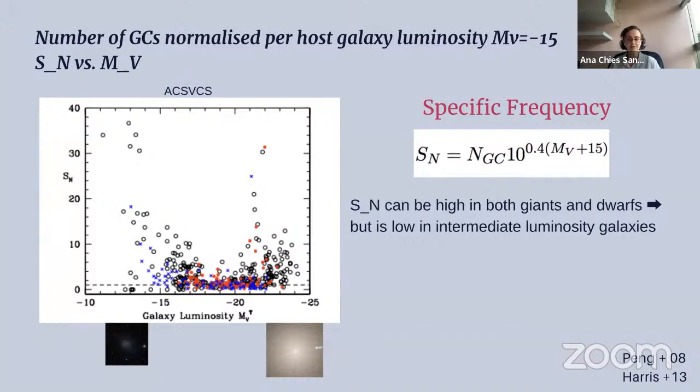Another interesting scaling relation is the number of globular clusters normalized for a host galaxy luminosity of MV of minus 15. The specific frequency, Sn, seems to be high in both giants and dwarfs, but seems to be universally low at intermediate luminosity galaxies.